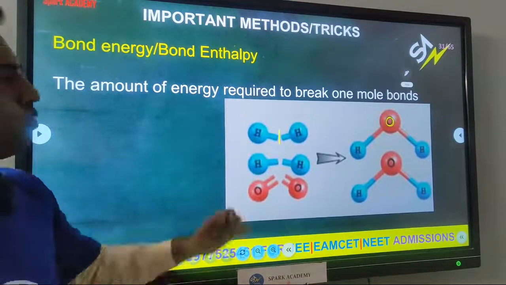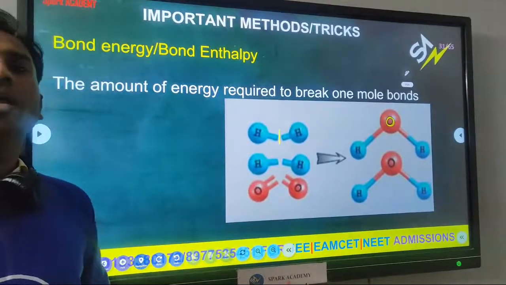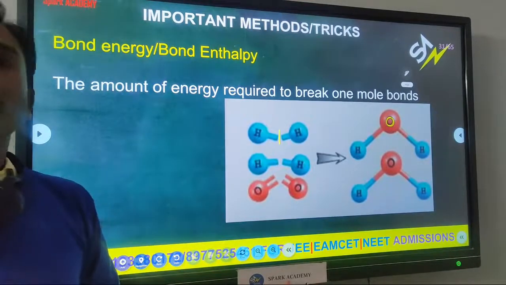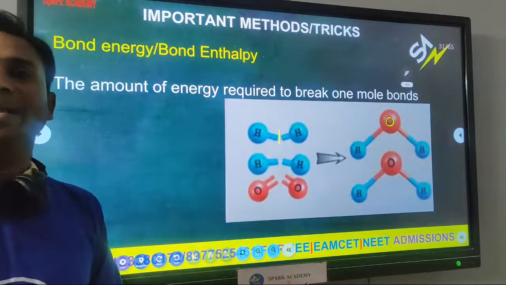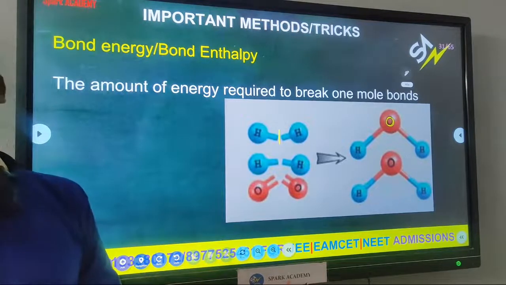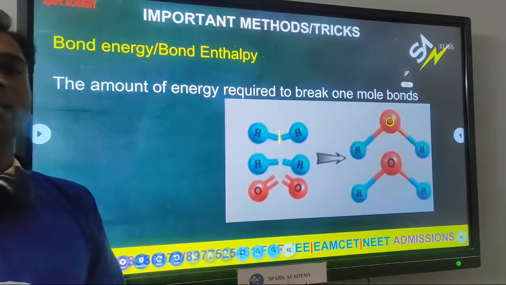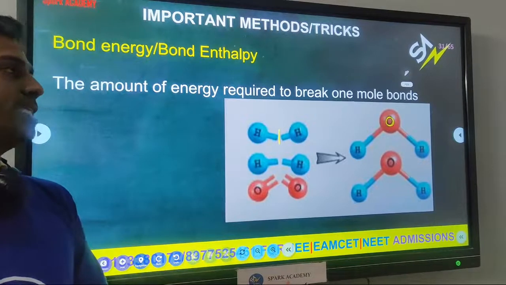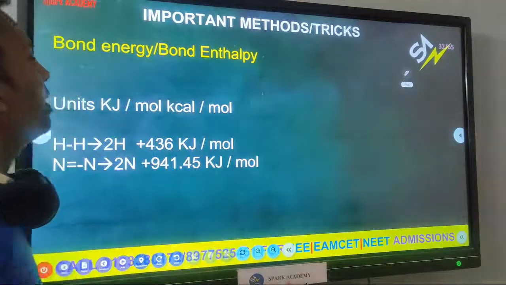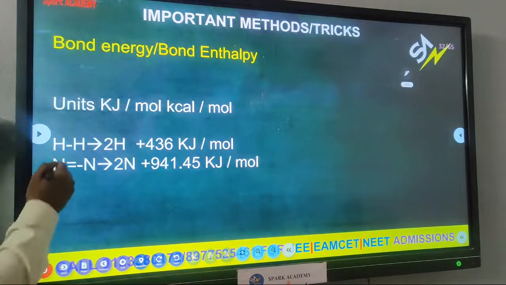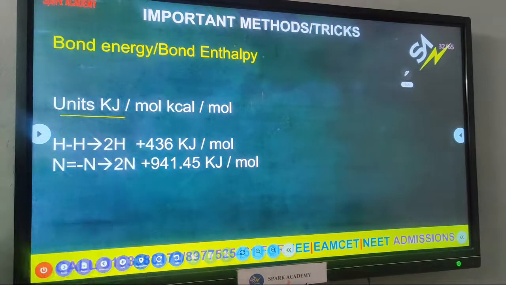Now a question. For 1 bond, 2 bonds, the number of bonds increases. So what about the bond energy? Bond energy also increases. So bond energy depends on the number of bonds and the types of bonds. If it is a sigma bond, the bond energy is more. If it is a pi bond, the bond energy is less. Clear? Now, what are the units for bond energy or bond enthalpy? Units are kilojoules per mole, or kilocalories per mole. These are the units for bond energy.